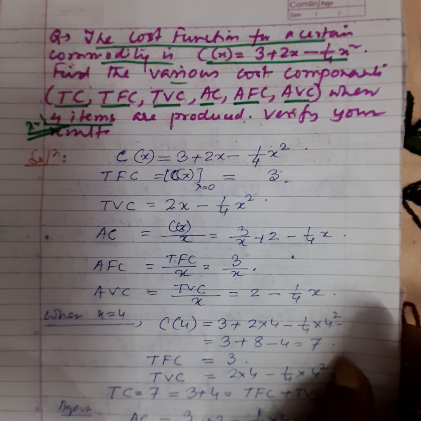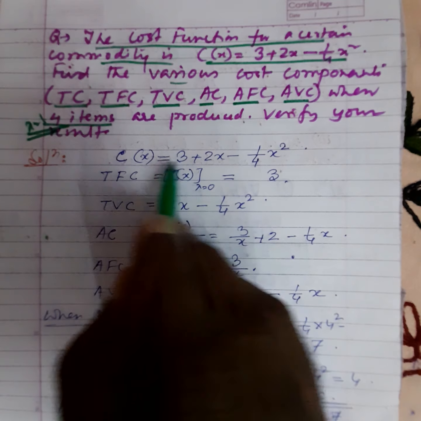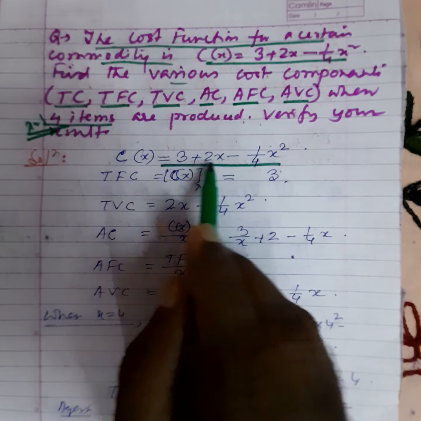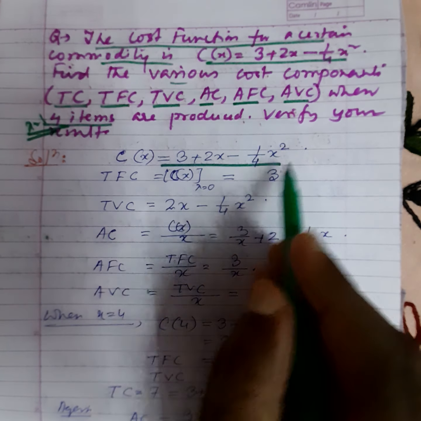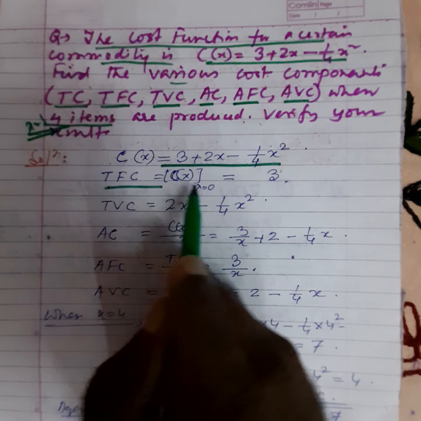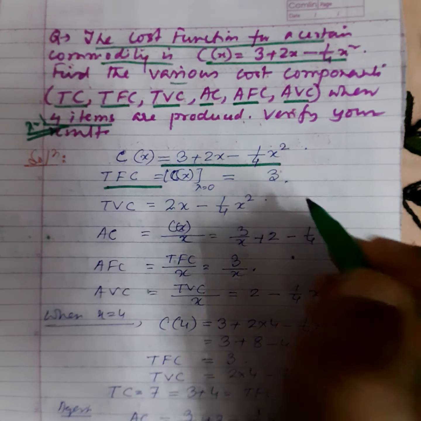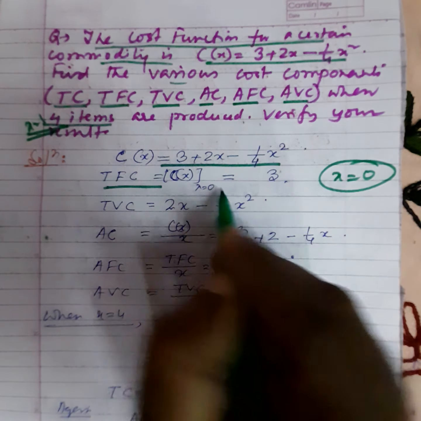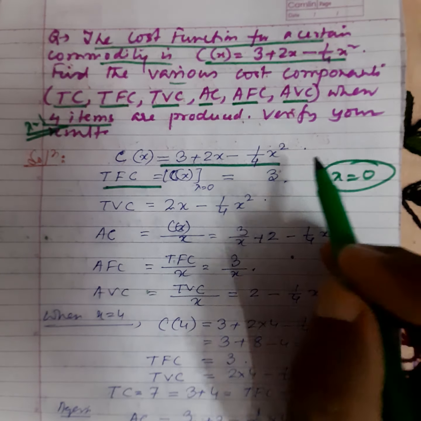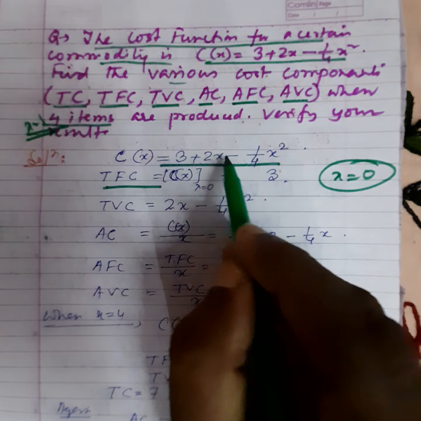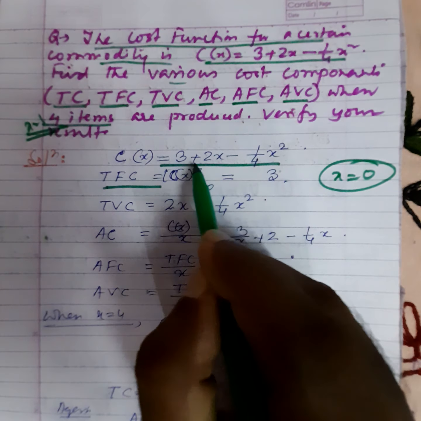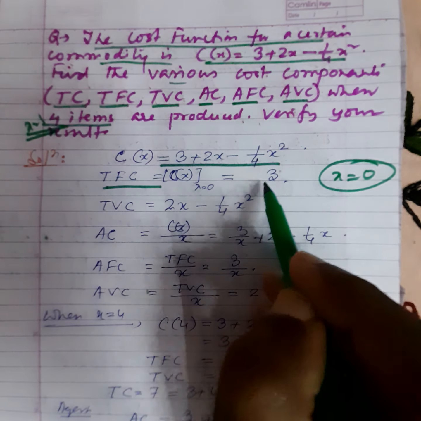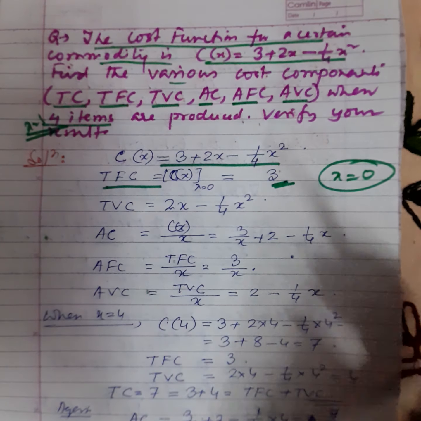Okay, so C(x) is equal to 3 plus 2x minus 1 by 4 x squared. So TFC means what? For total fixed cost, we put x is equal to 0, and we'll get the total fixed cost. If we put x is equal to 0, this term is 0, this term is 0, so only 3. So total fixed cost is 3.